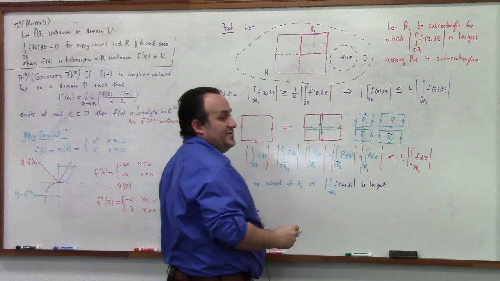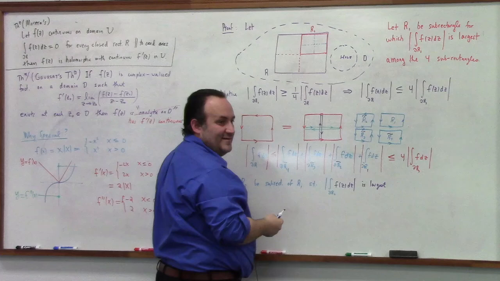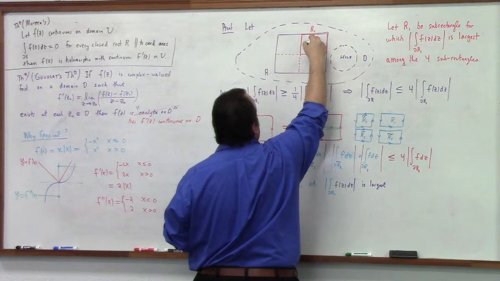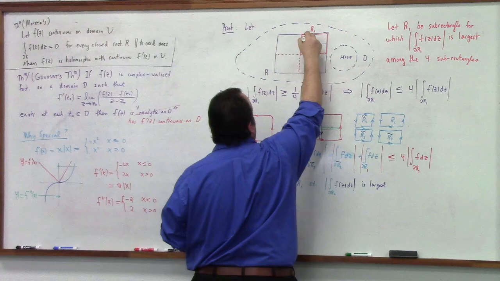So Jade, you get to pick. Which one do you want it to be? 1, 2, 3, or 4? 2, okay. So let's suppose it's here then. So this is R2. Right? And then what do we have?